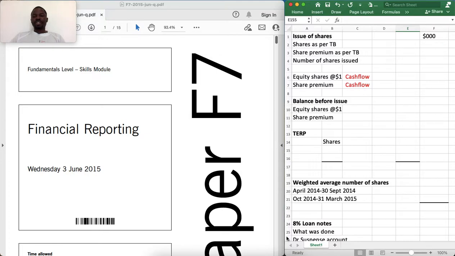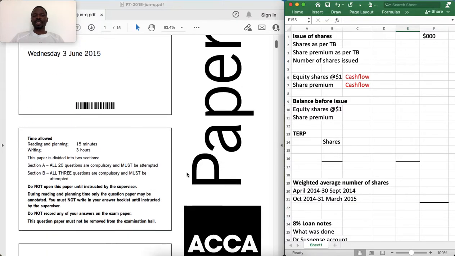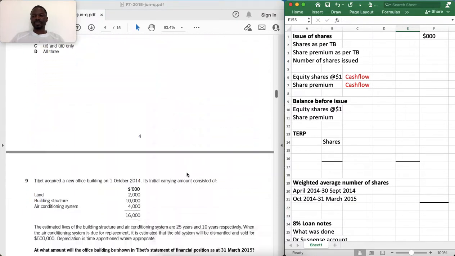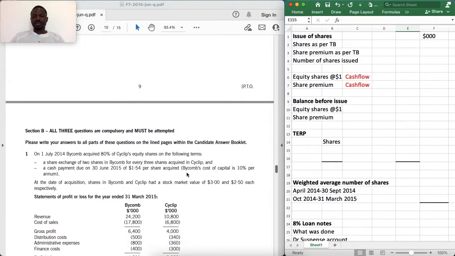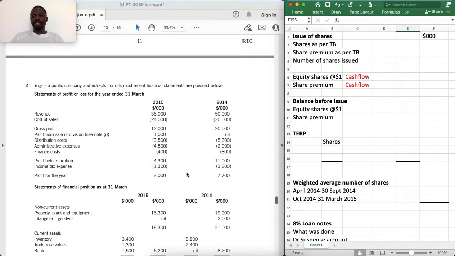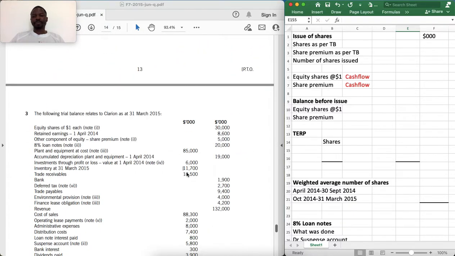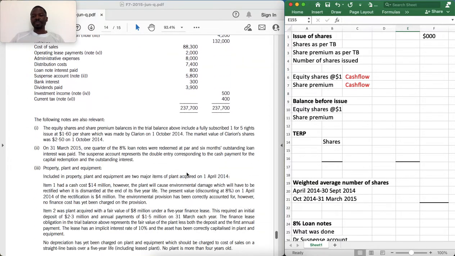Continuing with our revision of financial reporting. Today we are covering question number 3 from the June 2015 question paper. Let's scroll to the required. Section B, question 3. Here is our question 3.